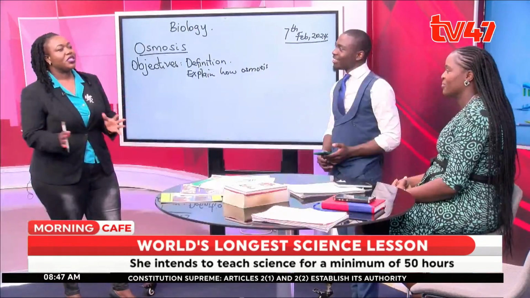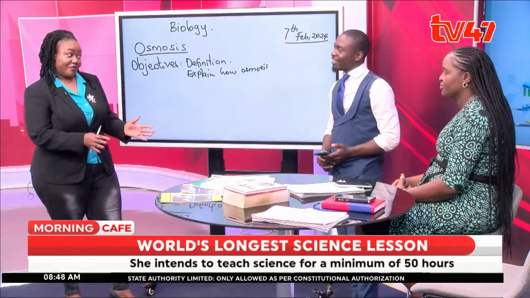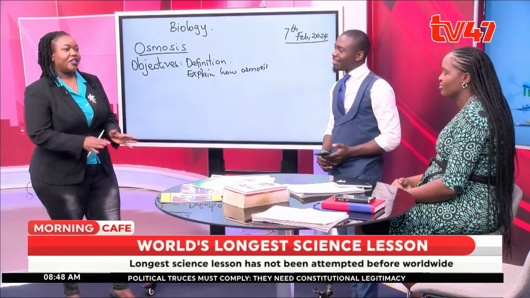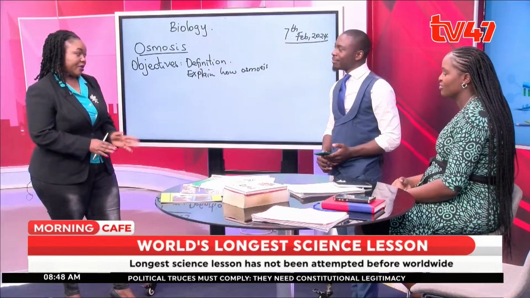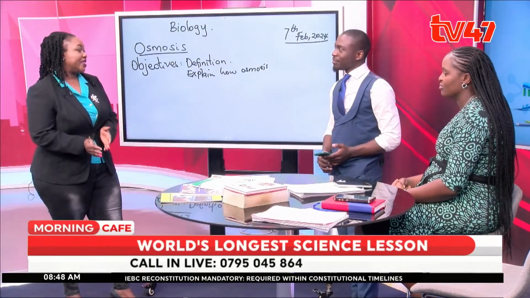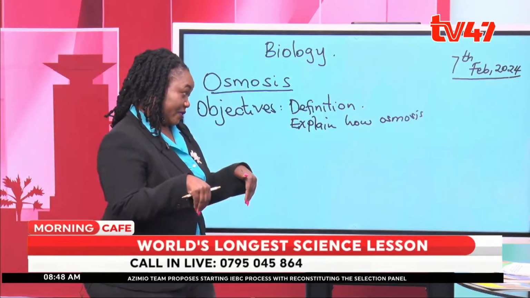When you go somewhere, maybe you have a balcony with some potted plants, and you forget to water them for a few days, maybe you've gone for a safari, then you come back and find that they have withered, their leaves are drooping.